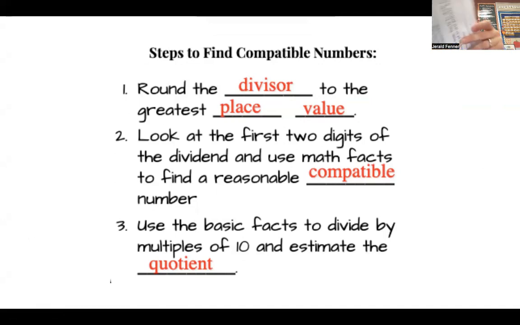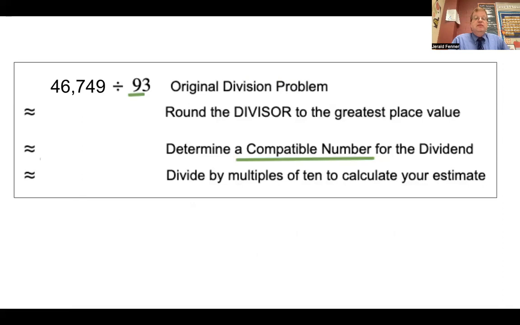Well, please turn to page 4, where we're going to do some examples. Before we do that, though, if we look at this problem, we notice that it says 46,749 divided by 93. This is the original problem. So if we round the divisor to the greatest place value, so you're going to hear me say this over and over again. Always round the divisor first. 93 would round to 90. Then you need to determine the compatible number for the dividend.